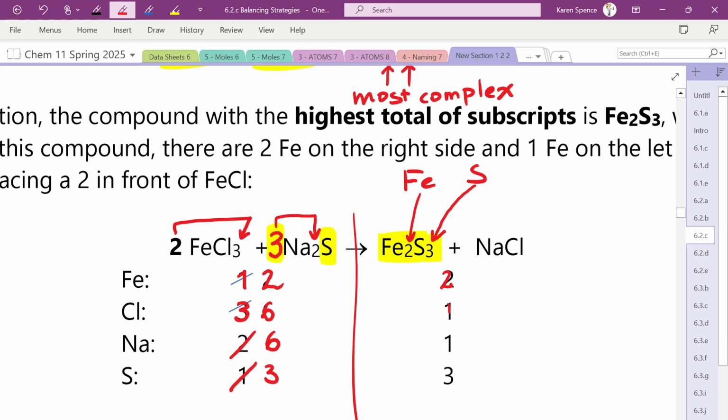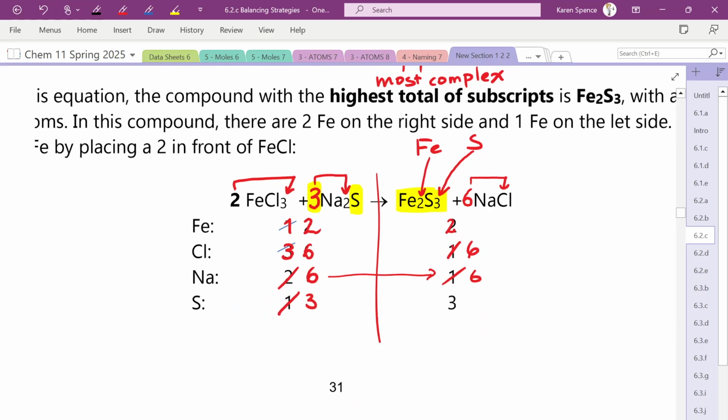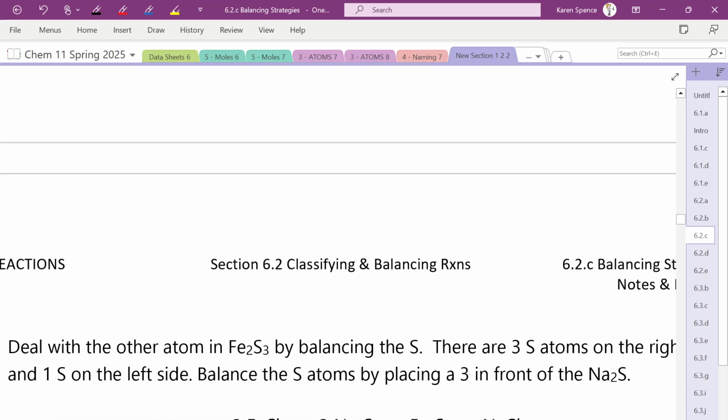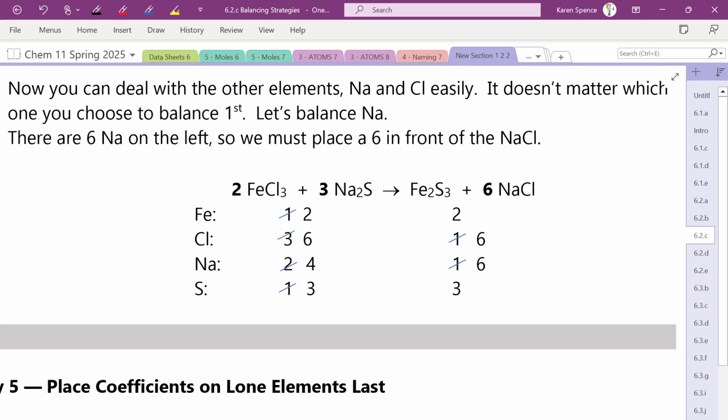Well, heck, now I need to have 6 sodium, so let's put a 6 on the right-hand side in front of the sodium chloride. And isn't it fortunate that that also made this one change to 6 sodiums? So you'll find in these double replacements, if you do that, everything will just work out nicely. Okay? So pick your most complicated thing, balance those first, and then it will all work out beautifully.